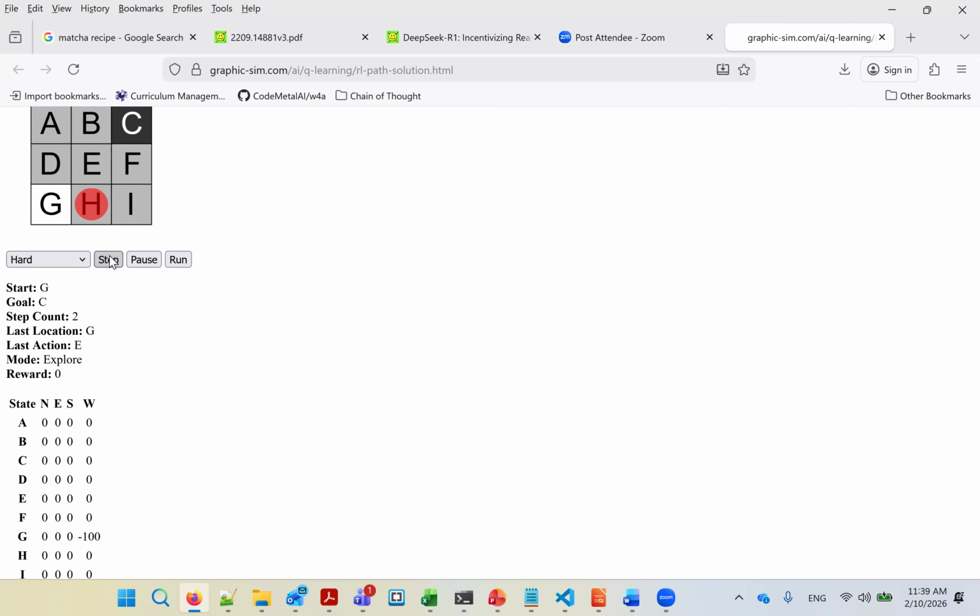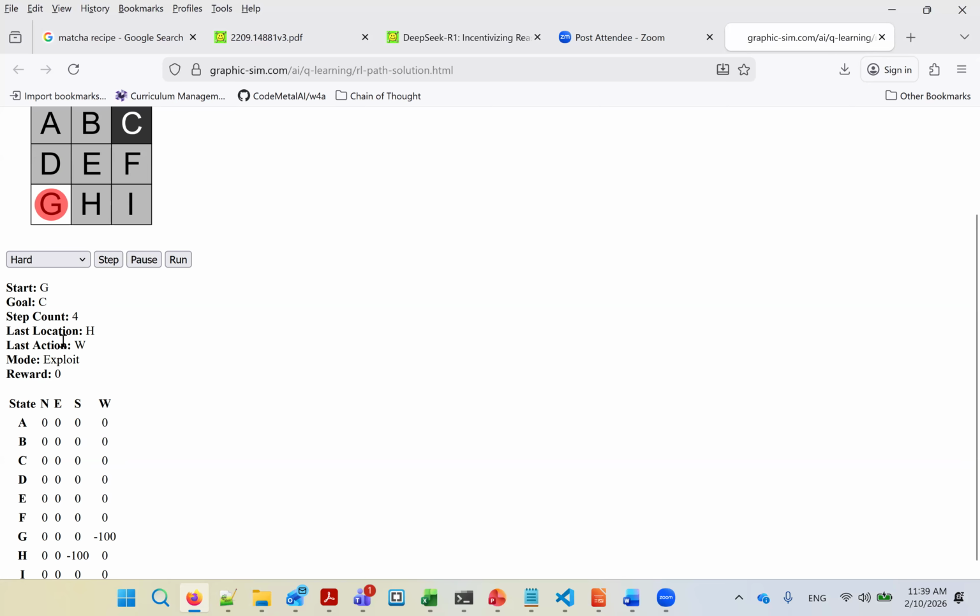Okay, step. It's exploring. It's exploiting. Oh, what happened? I'm not really keeping up. So it already tried to go south one time, and the value went to negative 100. Oh, wait, no. It tried to go west out of state G and hit the electrified wire. It also tried to go south out of state H and hit the wire. So we have 2 minus 100 values there.